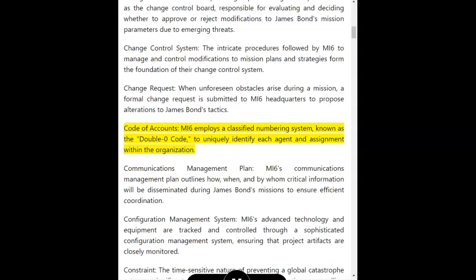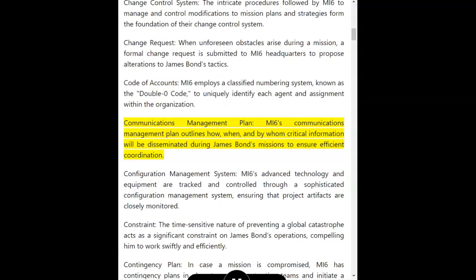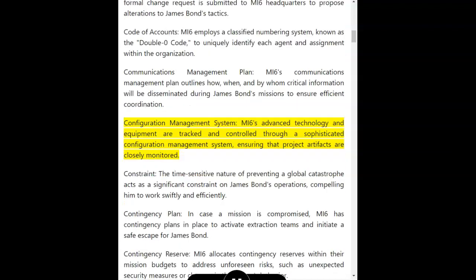Code of Accounts. MI6 employs a classified numbering system, known as the 00 code, to uniquely identify each agent and assignment within the organization. Communications Management Plan. MI6's Communications Management Plan outlines how, when, and by whom critical information will be disseminated during James Bond's missions to ensure efficient coordination.